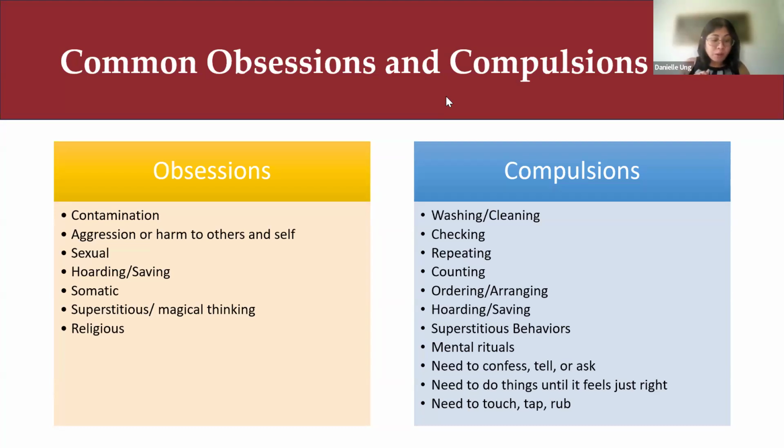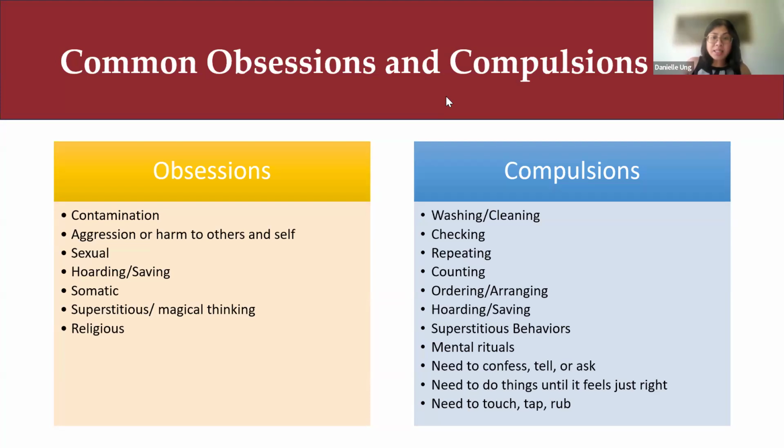The next is ordering or arranging. So this is the need for symmetry or evening up, we call it. So for example, lining items up a certain number away or arranging them in a specific kind of pattern until it feels just right. And often these individuals will constantly be ordering or moving and rearranging things until it feels just right. But again, very temporary. And then they have to rearrange again, okay? Or constantly needing things to line up in a certain way.